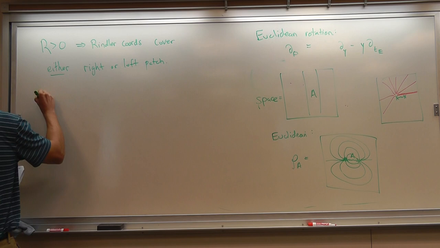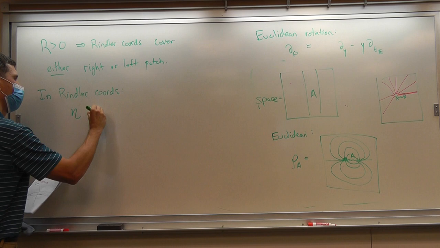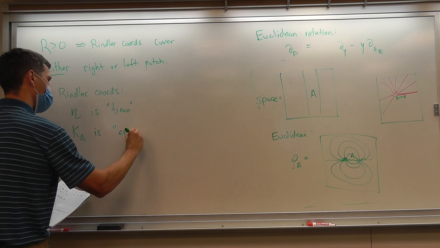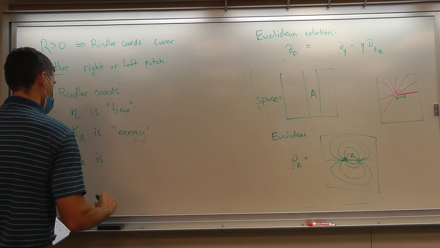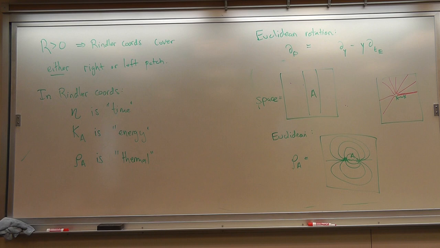So, in Rindler coordinates, we cover this patch, and eta is time. K_A, the boost charge, is the corresponding energy. And from the point of view of the Rindler coordinates, rho_A is really just thermal in the usual sense. It's a thermal state in terms of the energy that's natural to find in these coordinates.